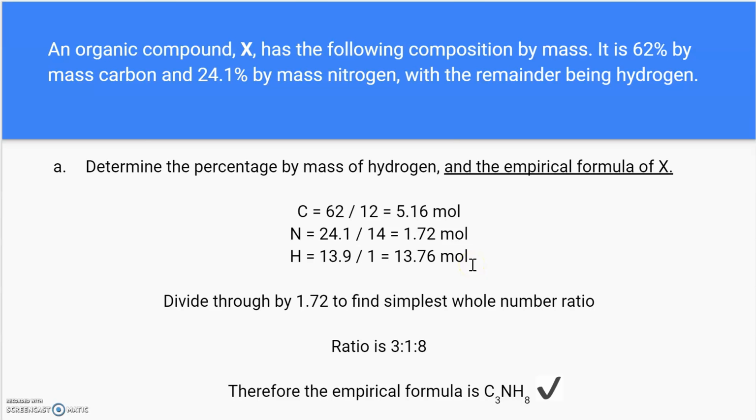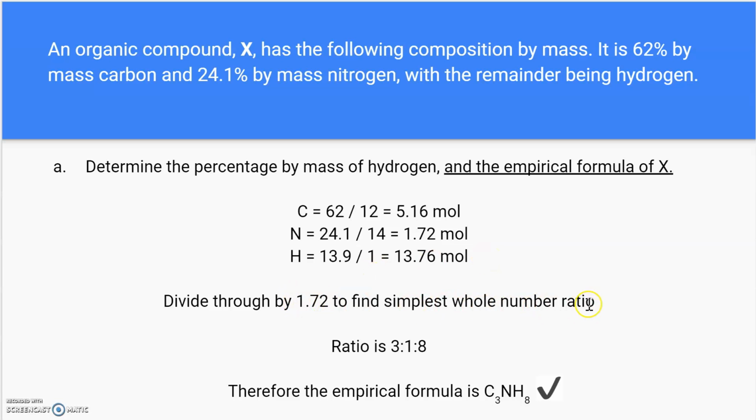Once that is done, we need to find the simplest whole number ratio, as the empirical formula is the formula with the lowest number ratio in the subscripts of the elements. To do this, we divide all the mole results by the lowest number. The lowest number from 5.16, 1.72, and 13.76 is 1.72. So we will divide the three results by 1.72. If we divide 5.16 by 1.72, we get 3. If we divide 1.72 by 1.72, we get 1. And if we divide 13.76 by 1.72, we get 8.